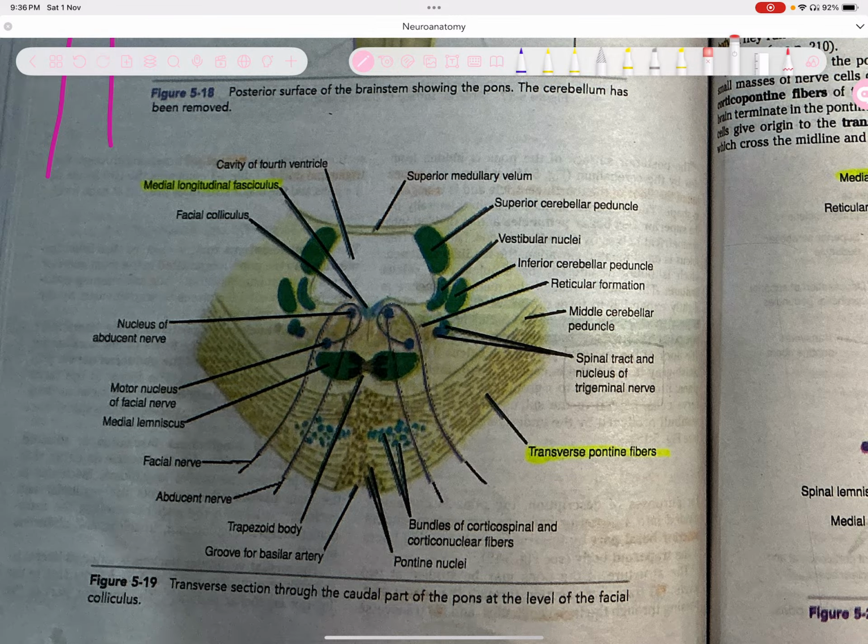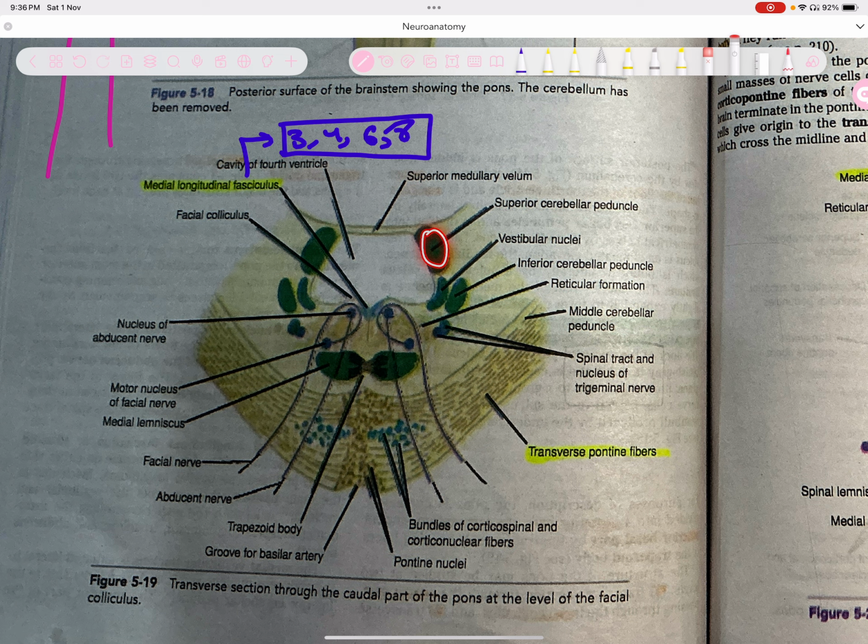First things first, this is your cavity of the fourth ventricle. This is your superior medullary velum. This is your medial longitudinal fasciculus. A very important thing about the medial longitudinal fasciculus is that it has the fibers of your third, fourth, sixth, and eighth cranial nerves, right? After the medial longitudinal fasciculus, cavity, and superior medullary velum, let's look at something else.